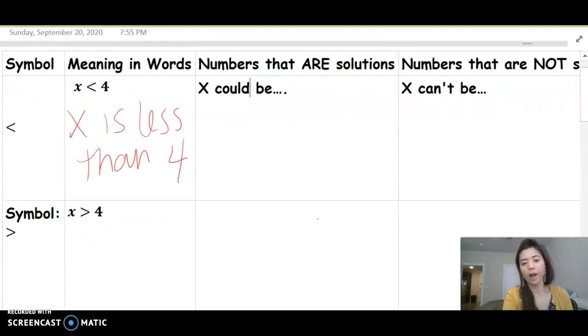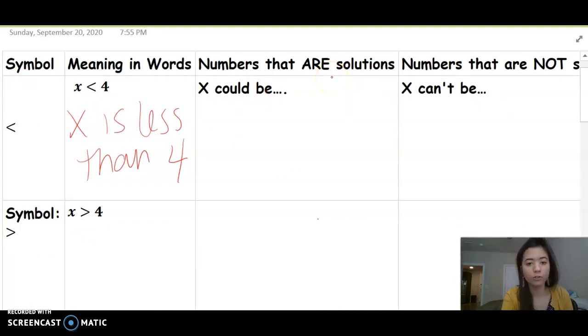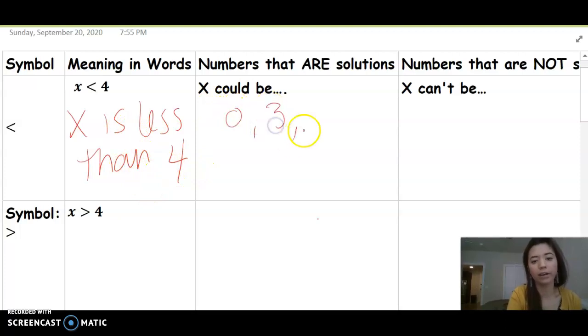So what are your solutions? Your solutions are any number that is less than 4. So numbers like 0, 3, 1, -8. All of these numbers are less than 4. So x could be any of those.